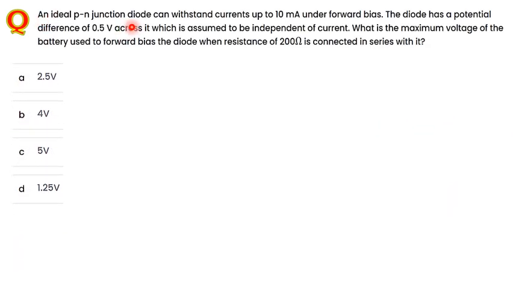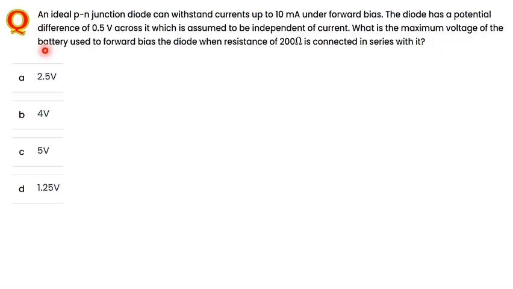An ideal PN junction diode can withstand a current up to 10 milliampere. See this problem, don't confuse it. This problem and the last two are similar concepts. Here the PN junction diode carries 10 milliampere under forward bias, so the current has been given, and the diode has a potential difference of 0.5 volt across it. That is the barrier potential, which is assumed to be independent of current. So that's the thing, independent of the current.